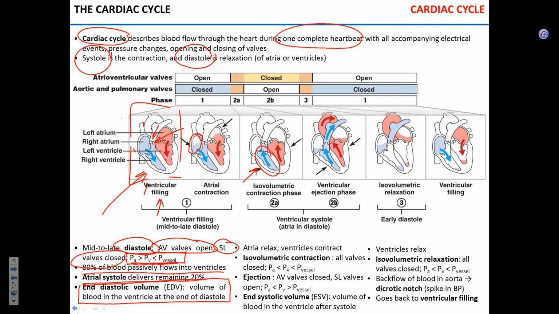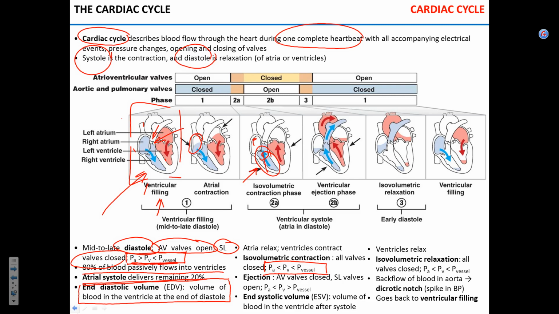Now, here's the deal. At some point, pressure in the ventricle will become higher than the pressure in the atria. When pressure in the ventricle becomes higher than the pressure in the atria, what happens to the tricuspid valve? It closes. Now, the interesting thing is that pressure in the ventricle is still lower than the pressure in the vessel. Is that understood? So you have this relationship: pressure in the ventricle is in between the pressure in the atria and the pressure in the vessel.